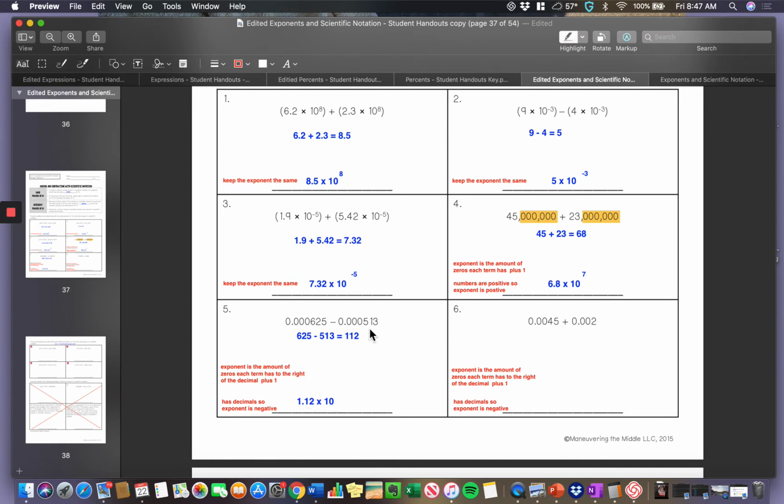And so my number of zeros in that problem was 3, and then I need to add one more because of where the decimal was placed. So I had 3 plus 1, which is going to give me 4. But this has decimals, so your exponent ends up being negative.